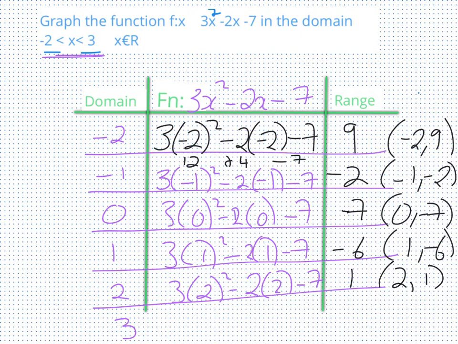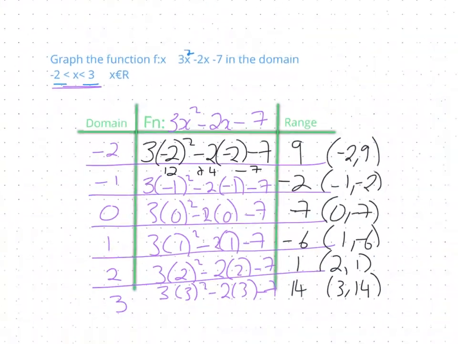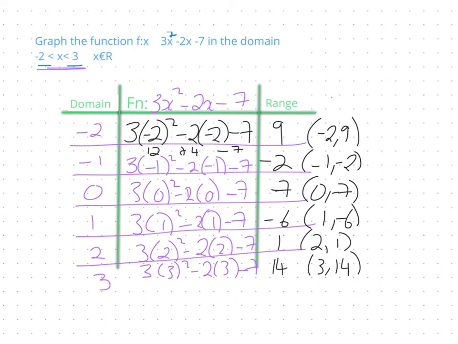And the final one is 3 times 3 squared, minus 2 times 3, minus 7. So 3 squared is 9. 9 3s are 27. 27 minus 6 is going to give me 21. And 21 minus 7 is going to give me 14. So 3 and 14. And again, I've done these quite quickly. You would obviously take more care in the exam to make sure you don't make any mistakes.